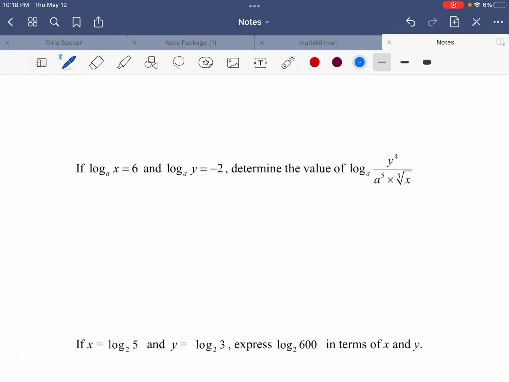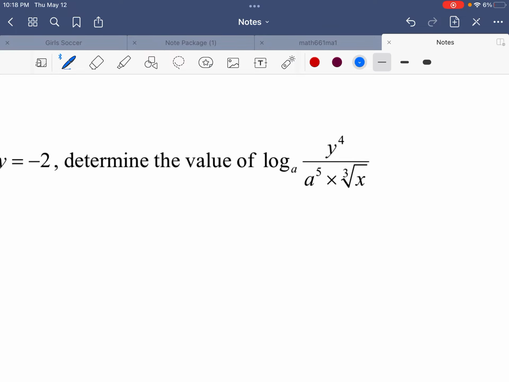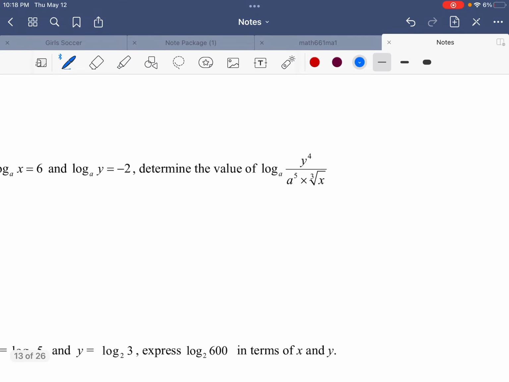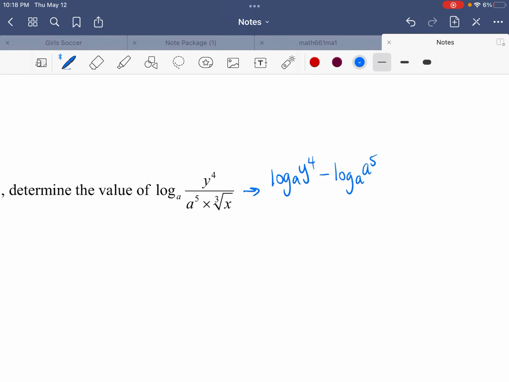All right, another substitution question. Let's split this logarithm into its separate parts. Minus log base a of a5, minus log base a of the cube root of x.